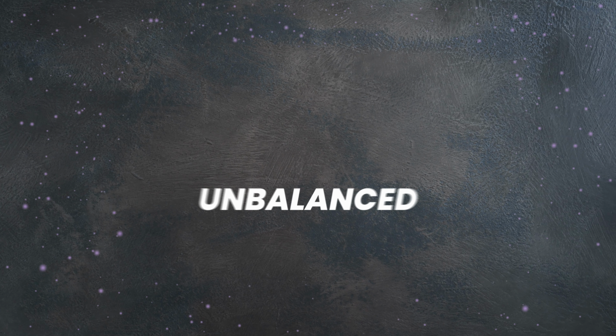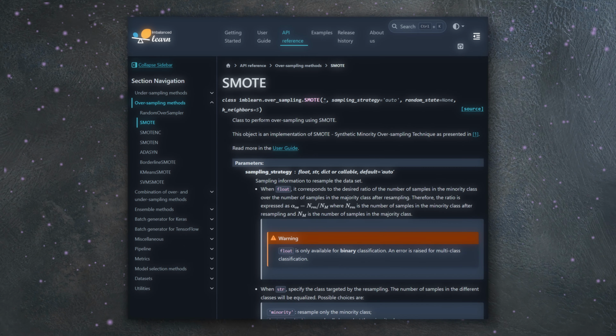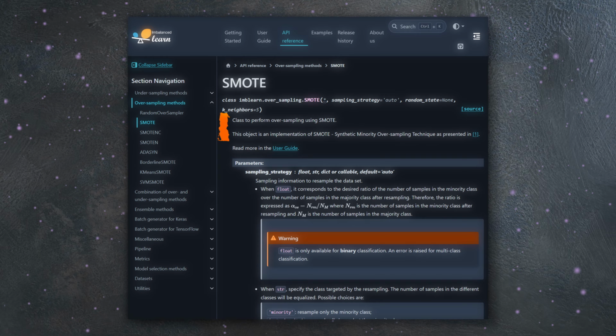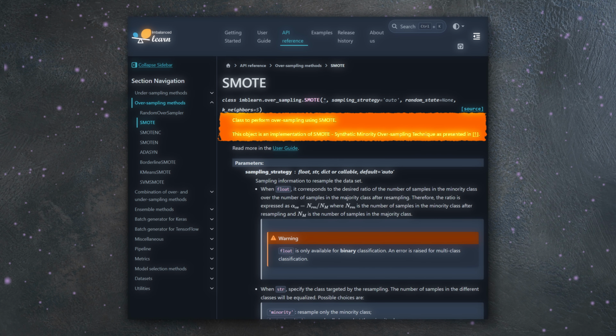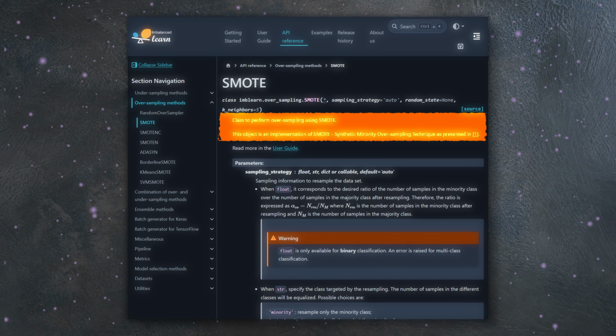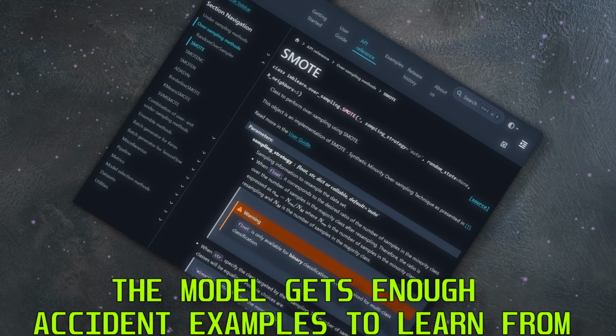One last issue: our data is heavily unbalanced. Accident flights are rare, so a flight's nearest neighbors are almost always normal, and the model drifts towards calling everything normal. To fix this, we use SMOTE. It generates new synthetic accident flights that resemble the real ones, evening out the balance so the model gets enough accident examples to learn from.